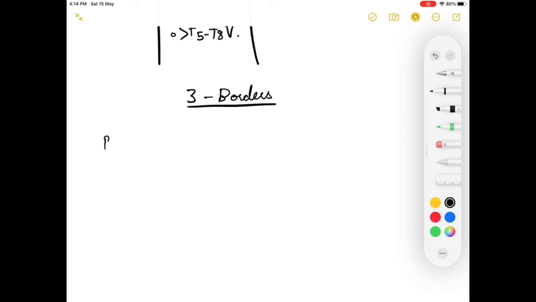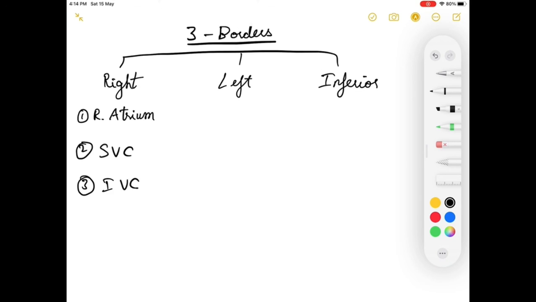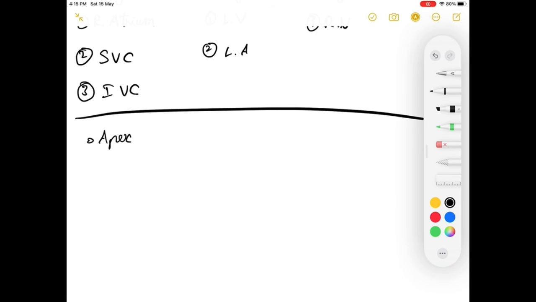It has three borders. It's a right border, left border, and the inferior border. The right border is by right atrium, SVC, and IVC. Left is by the left ventricle, left atrium. Inferior is by the right ventricle.